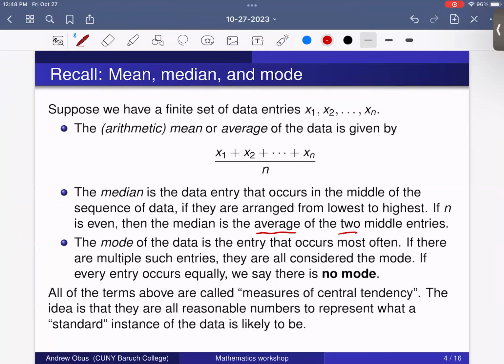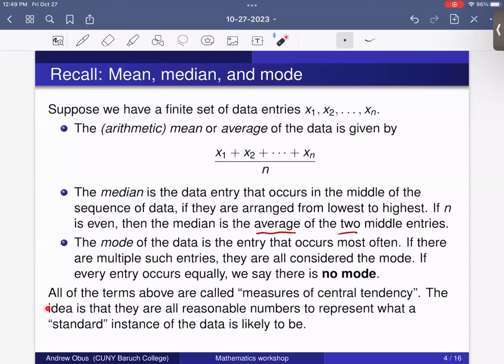Okay, so the median is the average of the two middle entries, and the mode of the data is the entry that occurs most often. And if we have multiple such entries, they are all considered the mode, so you can have multiple modes. And if every entry occurs equally, we say there's no mode. So like if every entry occurs just once, then there's no mode.